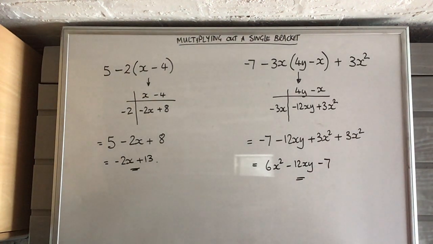That's us multiplying out a bracket using the grid method, and hopefully lots of different types there, and hopefully I've answered your questions on that.